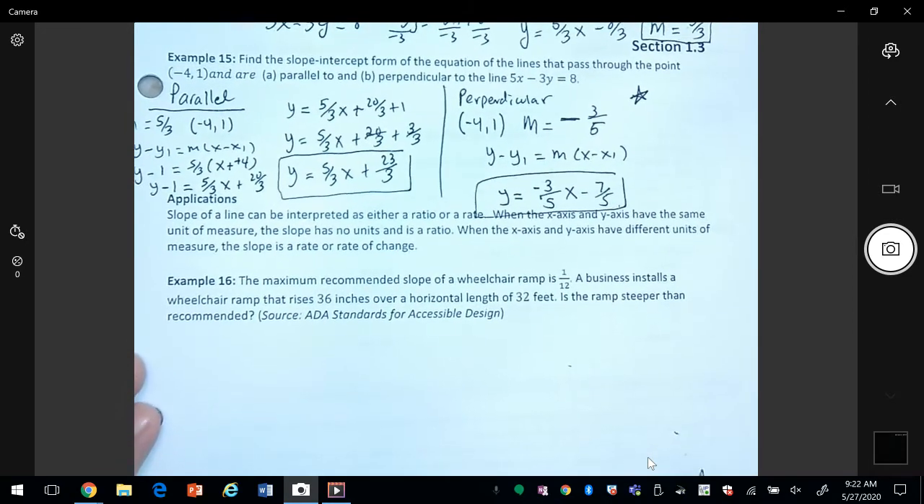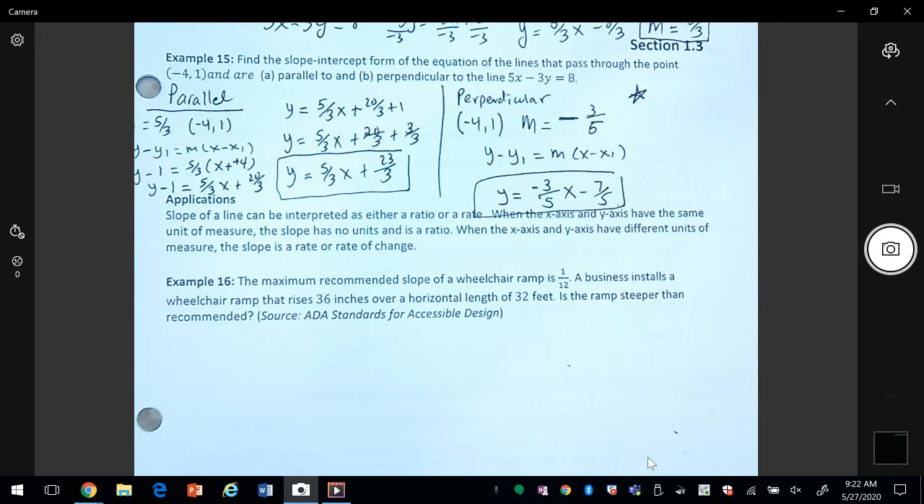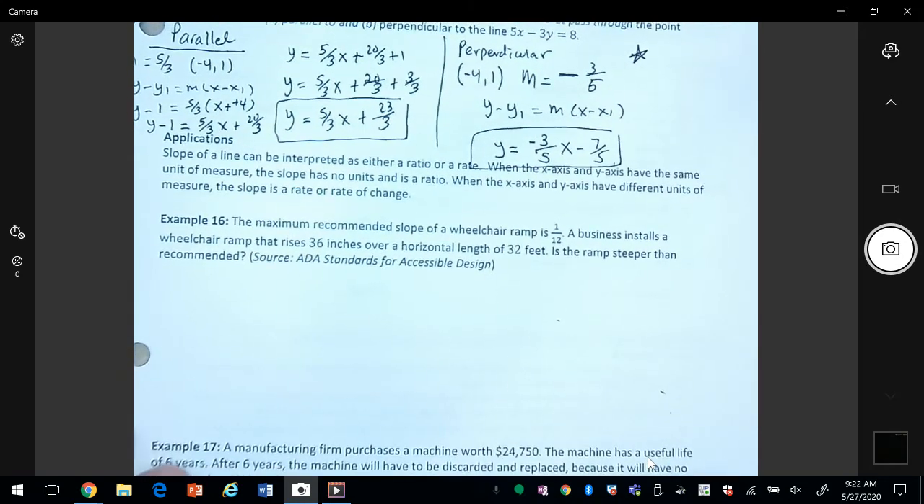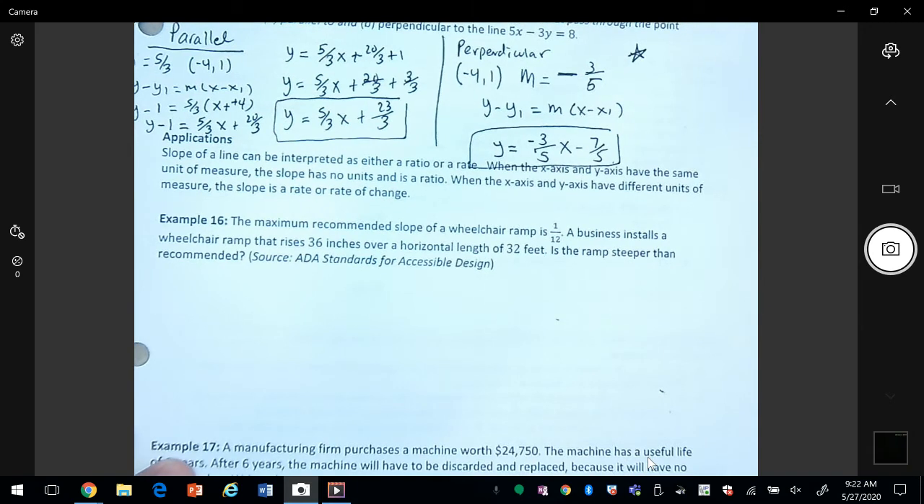A slope of a line can be interpreted as either a ratio or a rate. When the x-axis and y-axis have the same unit of measure, the slope has no units and is a ratio. When the x-axis and y-axis have different units of measure, the slope is a rate of change. So let's look at example 16. The maximum recommended slope of a wheelchair ramp is 1/12. A business installs a wheelchair ramp that rises 36 inches over a horizontal length of 32 feet. Is the ramp steeper than the recommended slope?